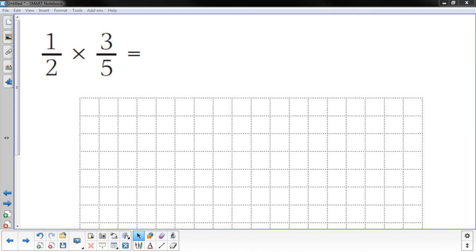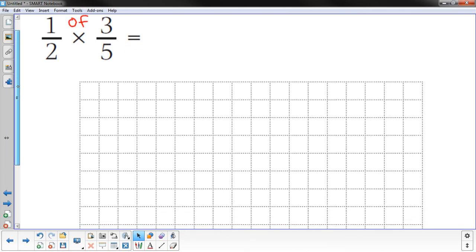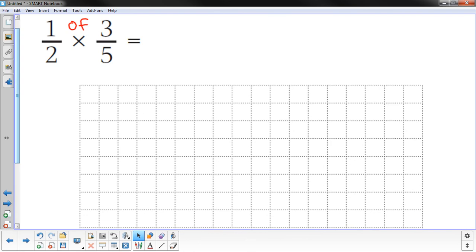And don't forget, you can also say what is half of 3/5, because the word of is the same as multiply. So we're going to draw a visual model. Remember, the area model, you're making a rectangle.